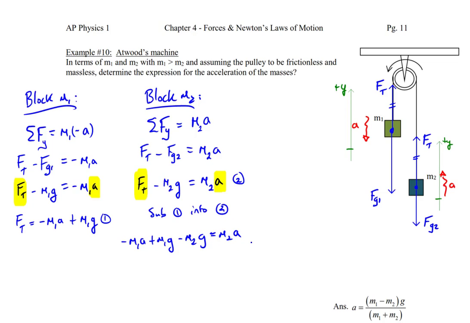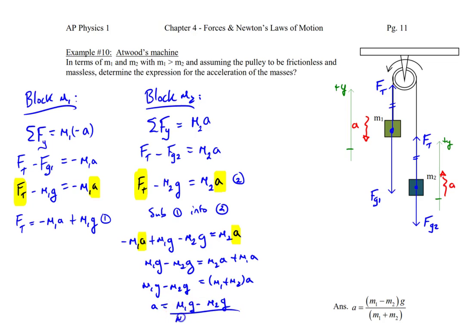And now we can collect like terms. You'll see there's a term with an A here, and there's a term here with an A as well over there. So let's bring this term over to the right side. And so we'll end up with M1 times G minus M2 times G is equal to M2 times A plus M1 times A. And then if you collect like terms, you're going to have M1 plus M2 multiplied by A, and then we have M1G minus M2G. And then if we rewrite that so A is all by itself, we have M1 times G minus M2 times G all over M1 plus M2, which is that expression over here.